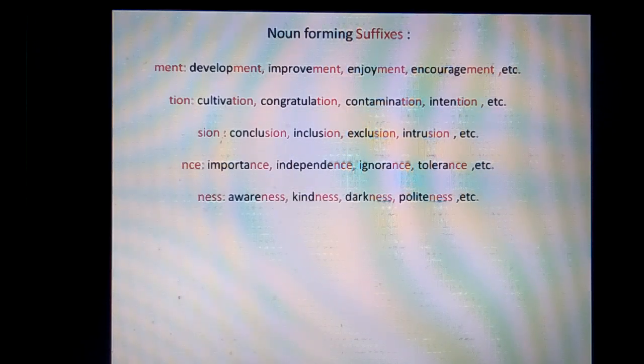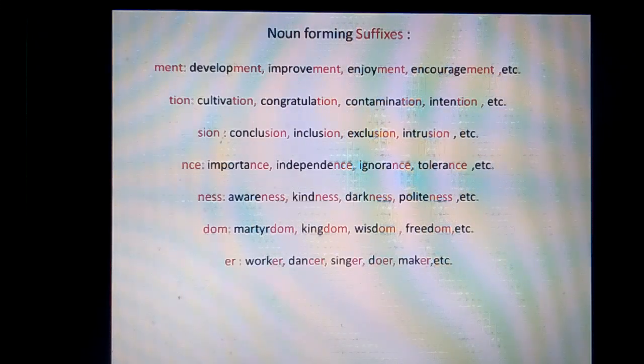NESS: awareness, kindness, darkness, politeness, etc. DOM: martyrdom, kingdom, wisdom, freedom, etc. ER: worker, dancer, singer, doer, maker. You will find so many nouns with ER. Or: actor, visitor, cultivator, creator.